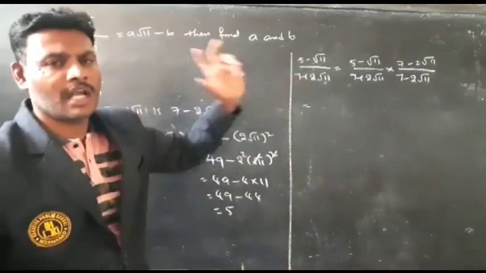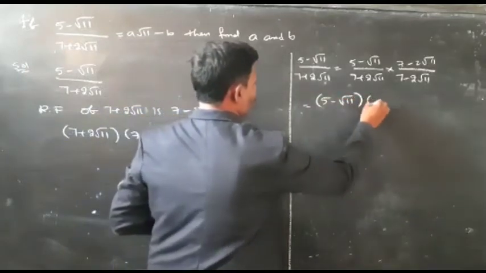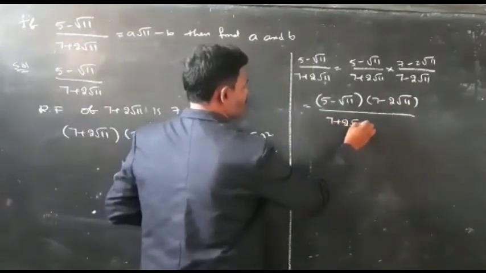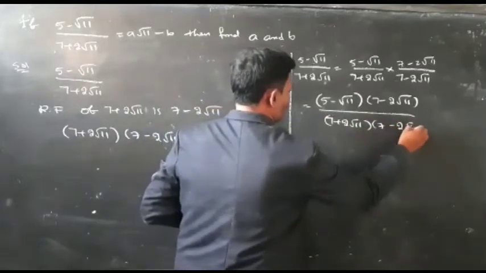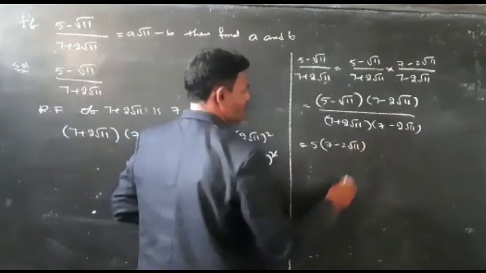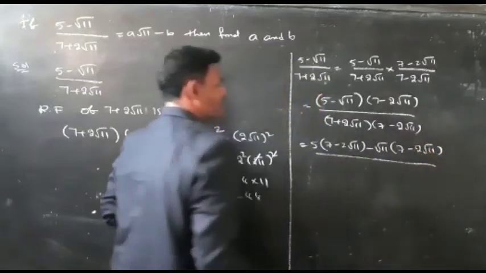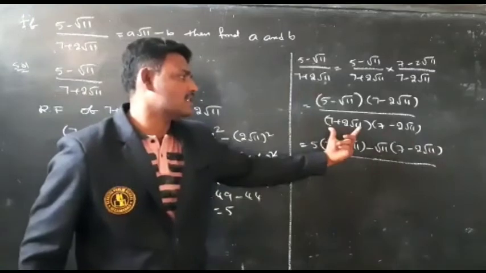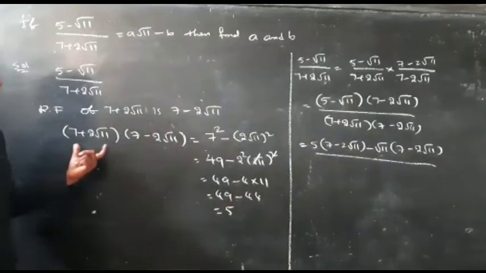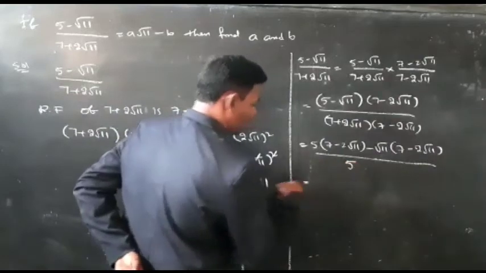Now multiply the numerators and multiply the denominators. What are the numerators here? 5 minus root 11 into 7 minus 2 root 11 by 7 plus 2 root 11 into 7 minus 2 root 11 is equal to 5 bracket 7 minus 2 root 11 minus root 11 into 7 minus 2 root 11 by here, already we know the value of 7 plus 2 root 11 into 7 minus 2 root 11. So the value of 7 plus 2 root 11 into 7 minus 2 root 11 is equal to 5, by 5.